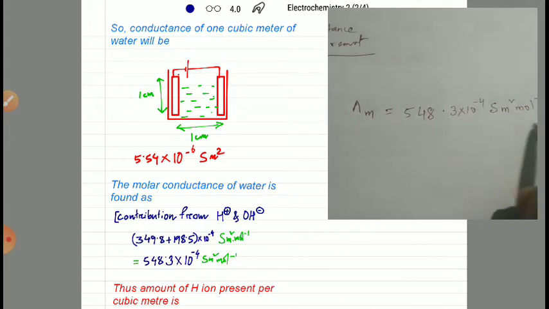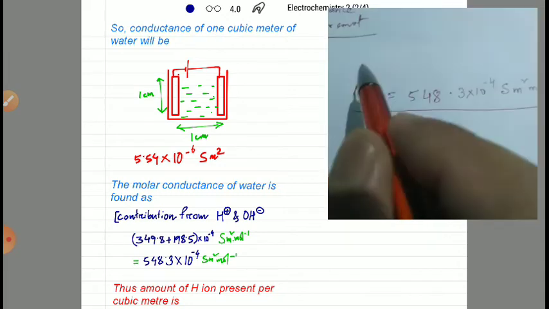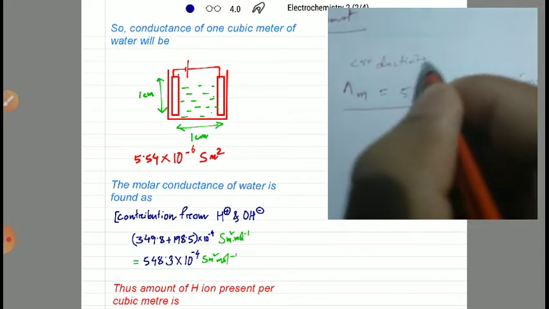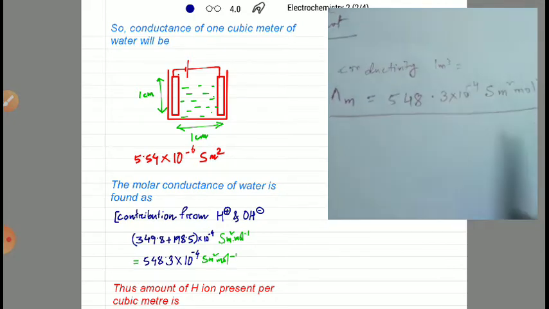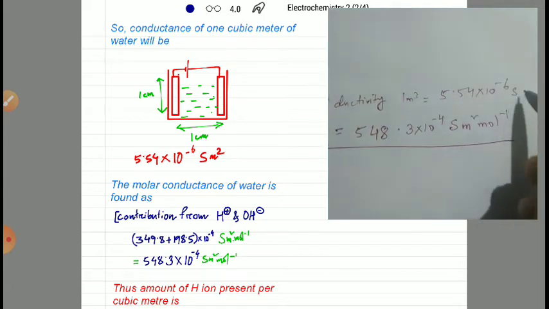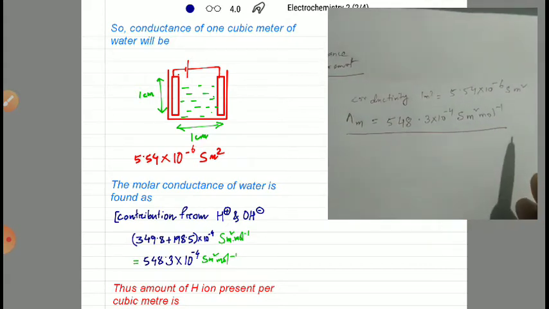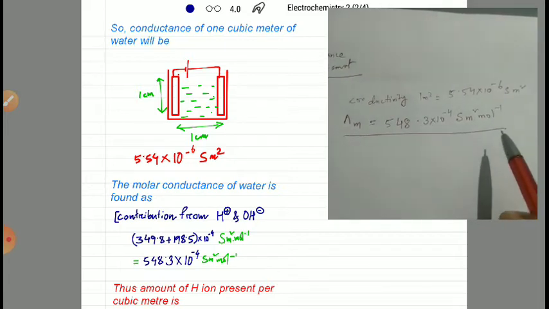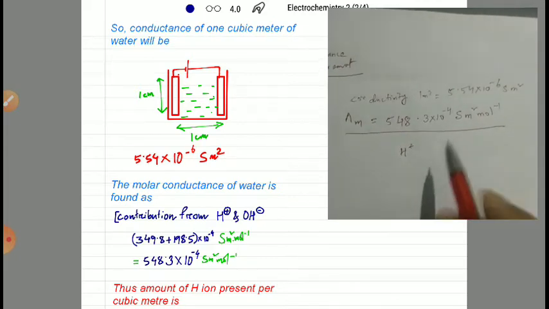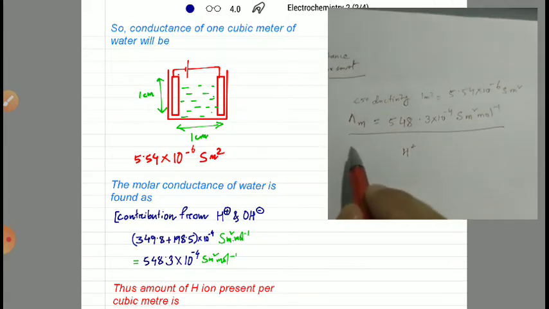Okay, so here we have the value of molar ionic conductance, and we have also the conductivity of water in 1 meter cube volume. So this is 5.54 into 10 to the power minus 6 per cm square. So by using these two data we can calculate the number of hydrogen ions, H positive ions, present in 1 cubic meter.